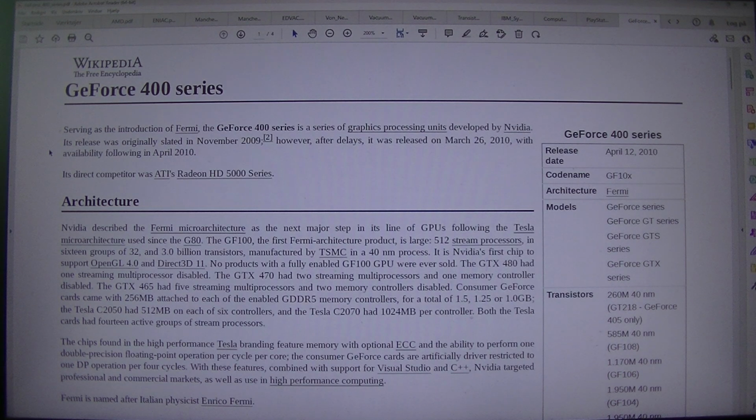Its release was originally slated for November 2009. However, after delays, it was released on the 26th of March, 2010, with availability following in April 2010. Its direct competitor was ATI's Radeon HD 5000 series.